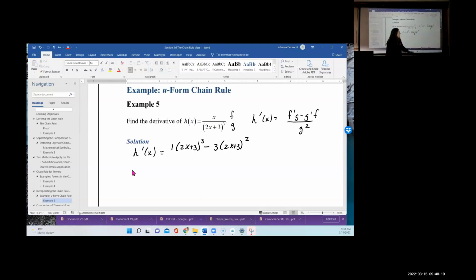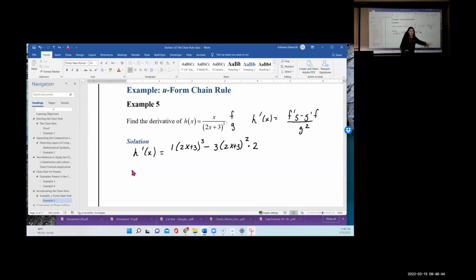Now the something is going to be frozen at the original inside, which is 2x + 3. This part right here represents the derivative of the outside function. Now we want to take the derivative of the inside function. The derivative of 2x + 3 is 2. So all of this represents g prime. So we have the derivative of the outside function with the inside function frozen, times the derivative of the inside.